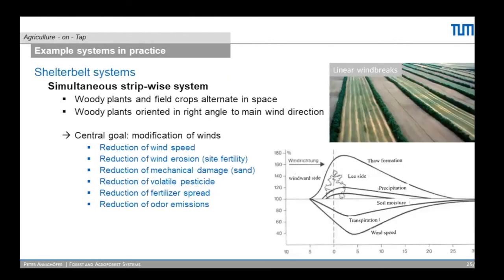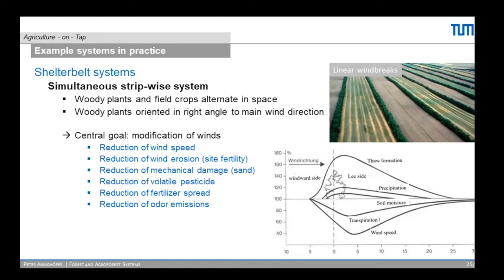Second example would be these typical shelter belt systems. Shelter belt systems, as the name suggests, have the aim of sheltering the field crop. It's again, against this background, a simultaneous system, strip-wise system. The difference to the alley cropping system is that you want the shelter to be there during the vegetation period while producing the field crop.